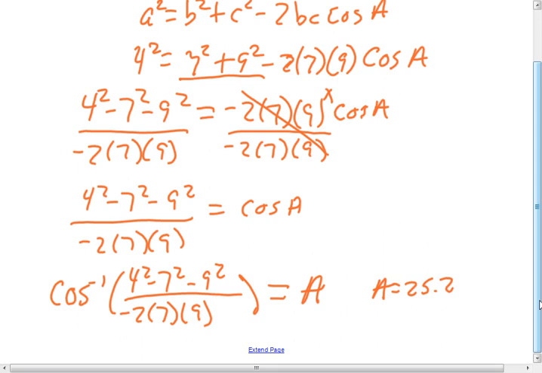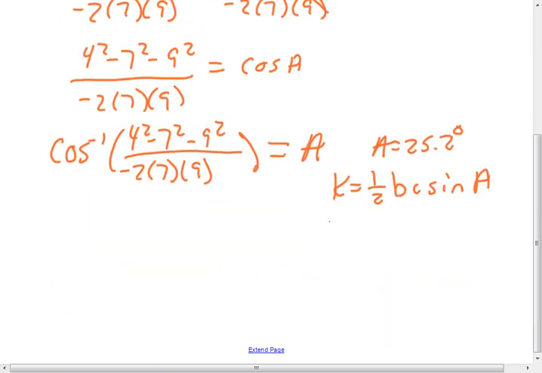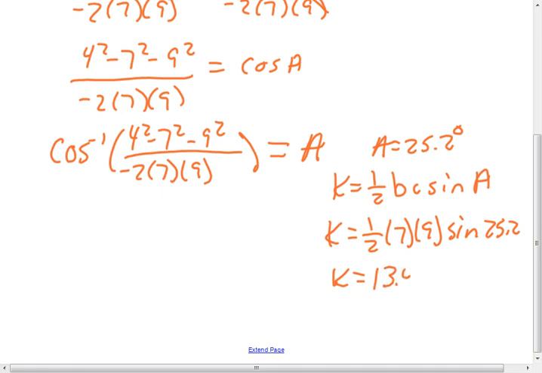And then once we know angle A, now we can go to our formula, K equals 1/2 bc sine A, and solve for K. And why do we use sine A? Because that's the only angle we know: sine of 25.2. So b is 7, c is 9, so let's fill in what we know. Sine of 25.2. So when we calculate that, our answer is 13.4. So the area of that triangle is approximately 13.4 units squared.